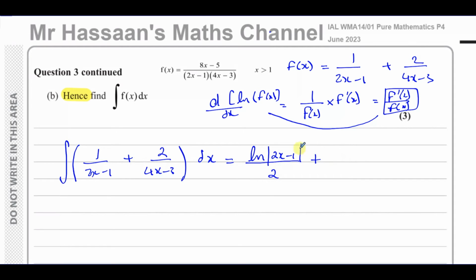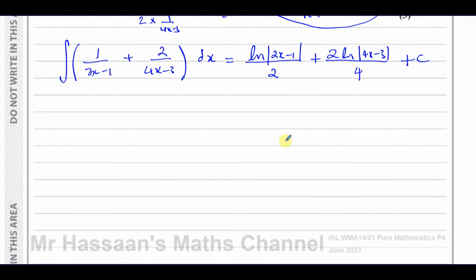Plus, similarly here, this time you have 2 times because there's a 2 on top. It's like you got 2 times 1 over 4x minus 3. So you have 2 times the ln of the modulus of 4x minus 3, and then divide by the differential of what's inside the function, which is 4. And then because it's an indefinite integral, you have to put plus c at the end. Okay, so this will give us a half of the ln of the modulus of 2x minus 1 plus a half of the ln of the modulus of 4x minus 3, and then you're going to have your plus c, and there's your answer to this question.